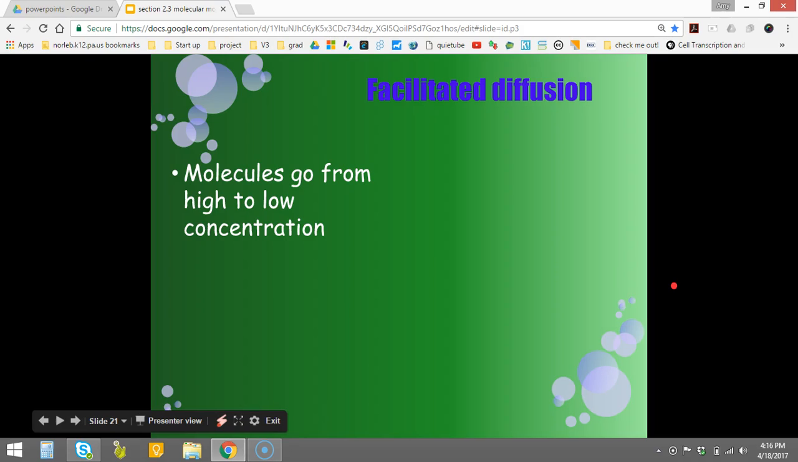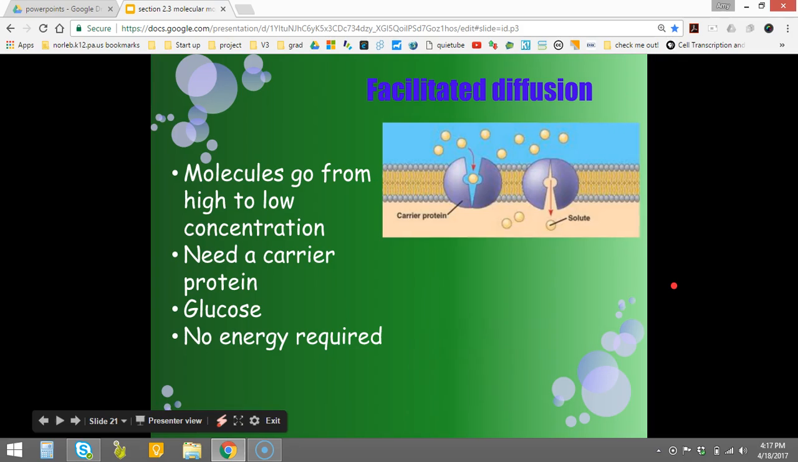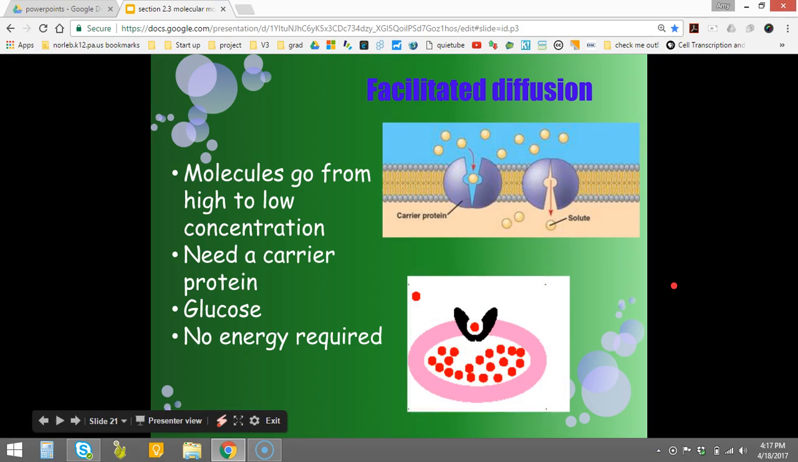So it works just like diffusion. Molecules go from high to low concentration, but this particular type of diffusion requires a carrier protein. There's no energy for this. The protein simply acts like a channel or a gate for various molecules, including glucose, to go through. Glucose doesn't need energy to get through. And you can see in the second animation here, the red circles represent glucose, and the black moving structure represents the carrier protein. So as the molecules go through, you can see they're still going from high concentration to low concentration through the membrane.